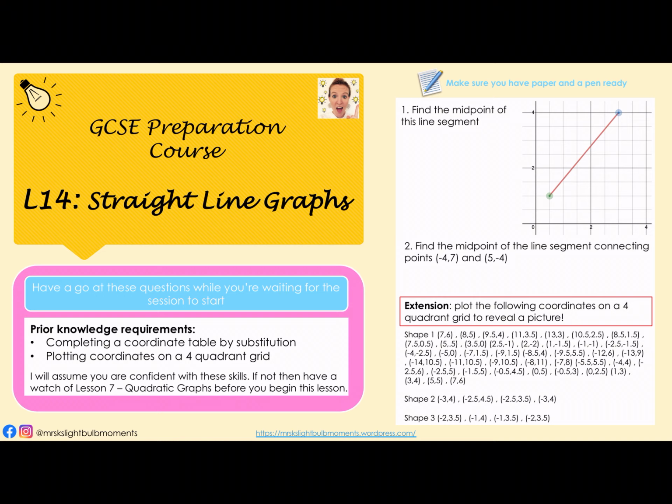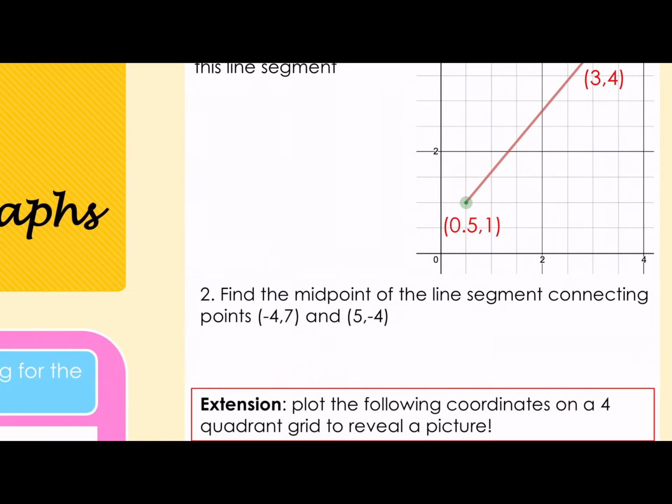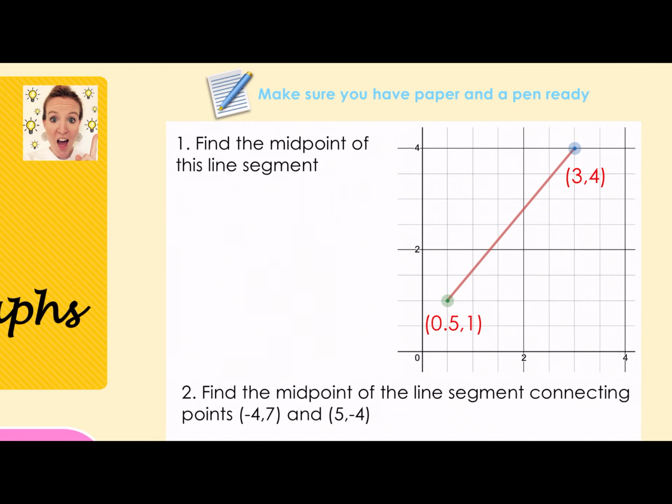All right, should we look at question 1 together? So find the midpoint of this line segment. Now, the scale is really important here. Our first point is actually at 0.5, 1 and our second point is at 3, 4. Now that's because we've got 4 parts before the 2, so we've got to divide that by 4. So each jump is 0.5.